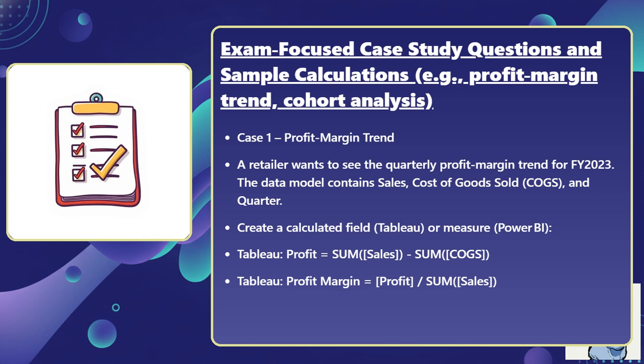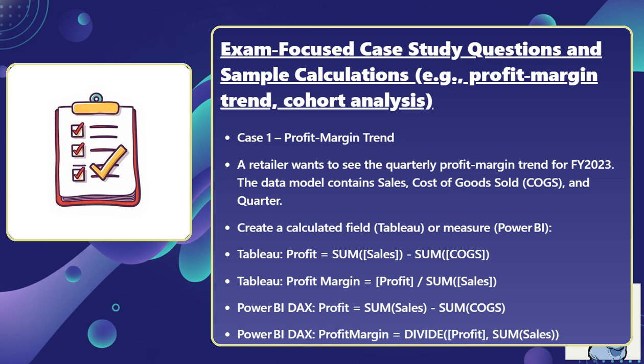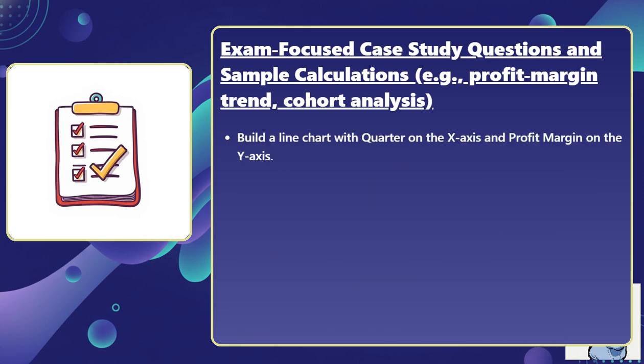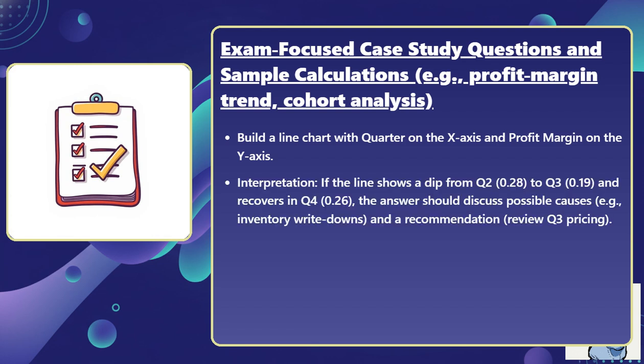Tableau: profit margin equals profit divided by sum of sales. Power BI DAX: profit equals sum of sales minus sum of COGS. Power BI DAX: profit margin equals divide profit by sum of sales. Build a line chart with quarter on the x-axis and profit margin on the y-axis. Interpretation: if the line shows a dip from Q2 28 to Q3 19 and recovers in Q4 26, the answer should discuss possible causes, for example inventory write-downs, and a recommendation: review Q3 pricing.